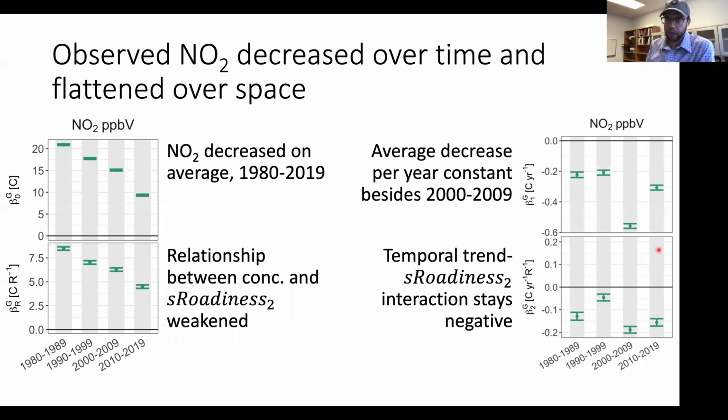And this final panel here is the relationship between roadiness and the time trend. So think about for every standard deviation increment you get closer, higher road proximity, it changes the temporal trend by this much. And that's stayed reasonably constant over the years. So road proximity is having a similar influence on the temporal trend over this entire period.